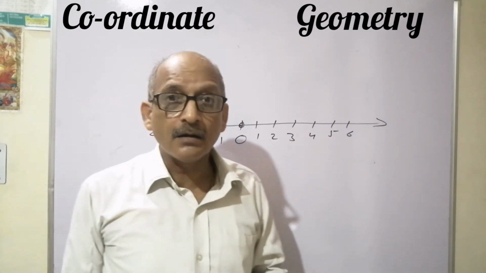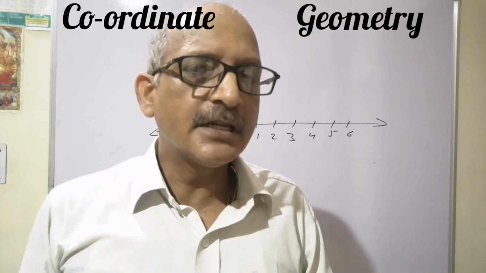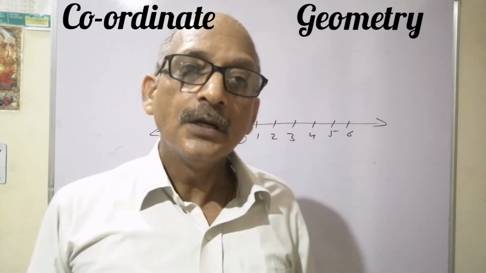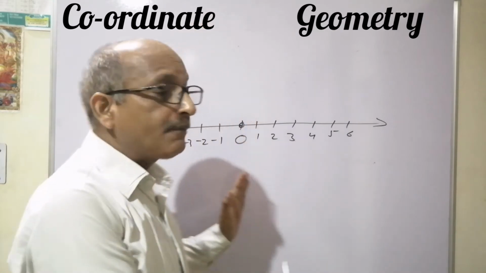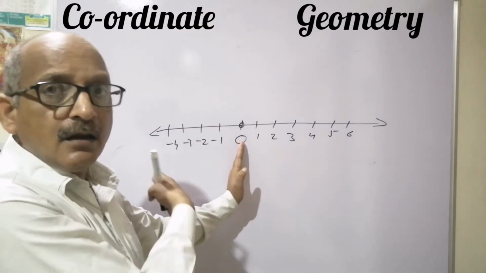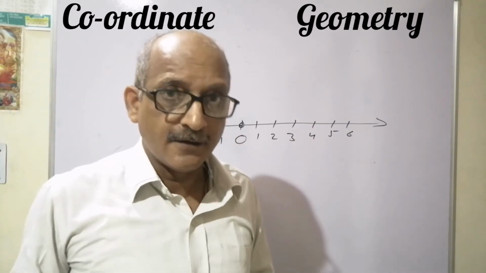You can take it, but it is not conventional in coordinate geometry. Sometimes something is considered by mathematicians, and the whole world has to accept it. So we always take positive on the right side and negative on the left side. It is always conventional, we can't change it.